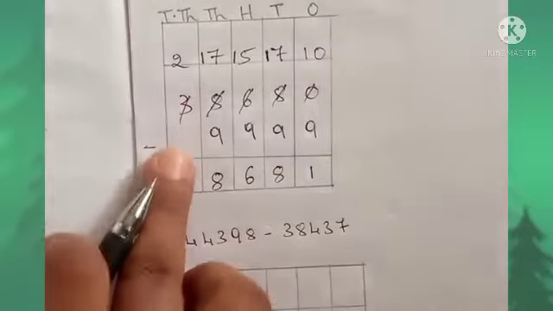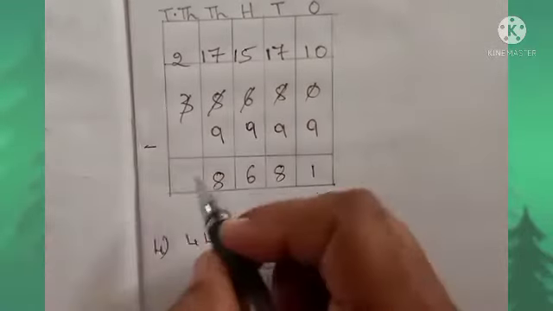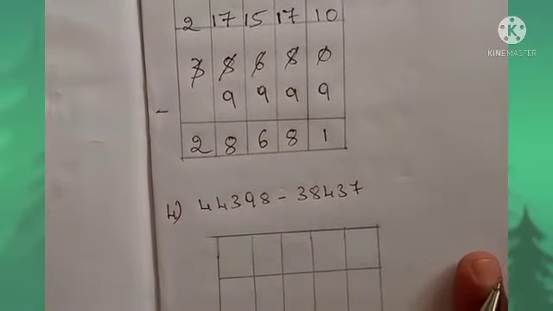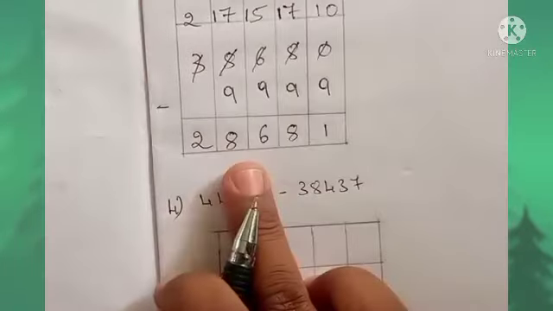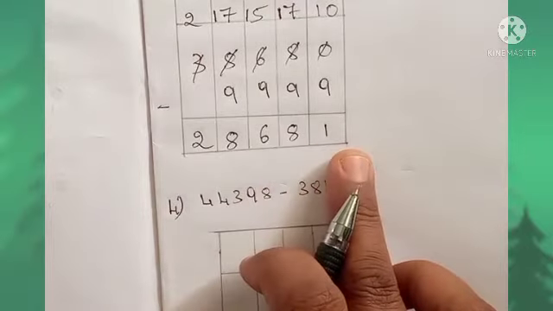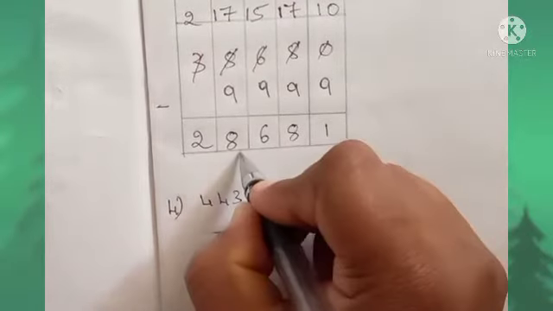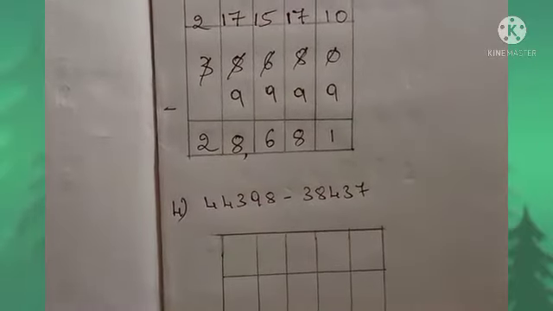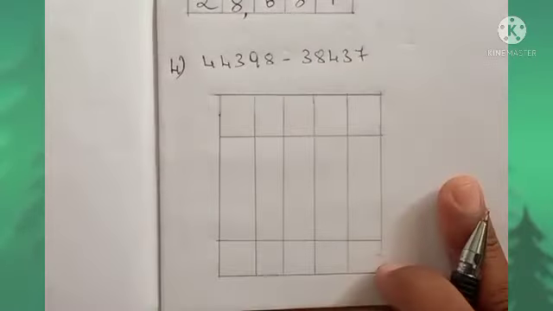So 2, nothing, number is not there. So what you should do? Directly write 2. So what will be the answer, dear children? 28,681. So this will be the difference. Okay? Understood, no? Okay. Next, fourth one we will do, children.